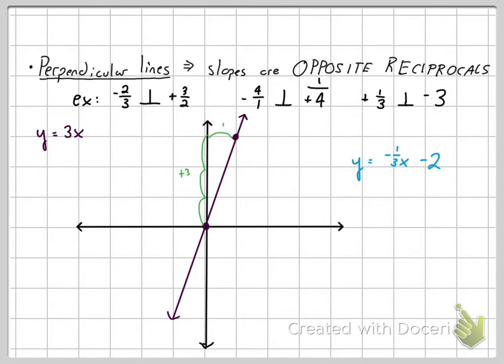The equation y equals negative 1/3 x minus 2 would be perpendicular to that. So I'm going to graph my line starting at negative 2 for my y-intercept. Now I'm going to go down 1 over 3. Plot my next point, and I have my line. As you can see here, those two lines meet at a perfect right angle, so they're perpendicular.